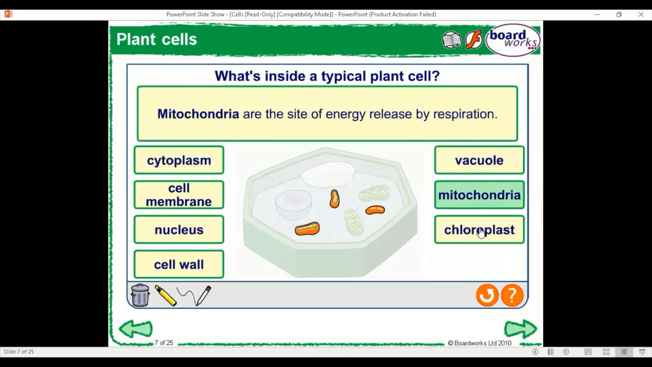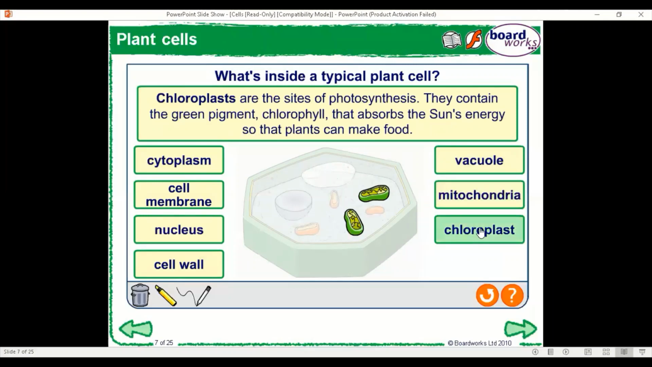And then finally, very important, chloroplast. Chloroplast contains chlorophyll, the green pigment important for photosynthesis. That's where photosynthesis takes place. What that means is it converts light energy into chemical energy in the form of sugar and then stores it as starch in the leaves, or moves it around the plant where it's needed. That's a typical plant cell.